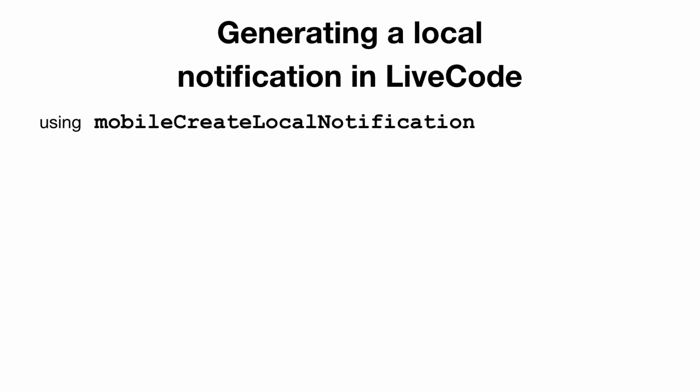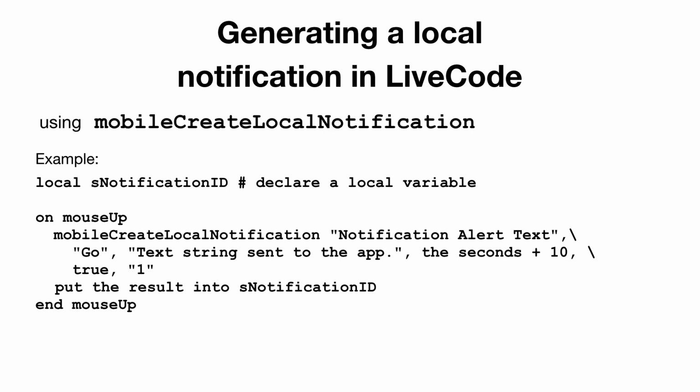So let's look at a brief example of how you might create a notification in, say, a button handler in LiveCode. It's very straightforward. You just plug the values into the command parameters. So here you see a simple handler that is simply putting values into those parameter slots, and literally all you have to do is issue that mobile create local notification command, and the notification will happen.